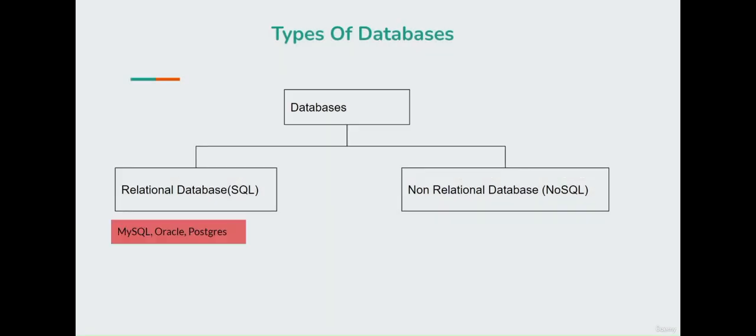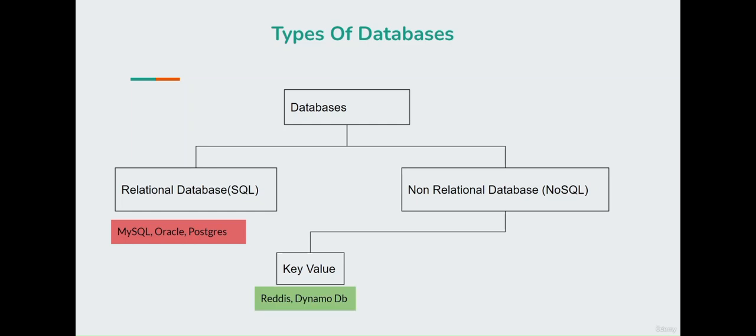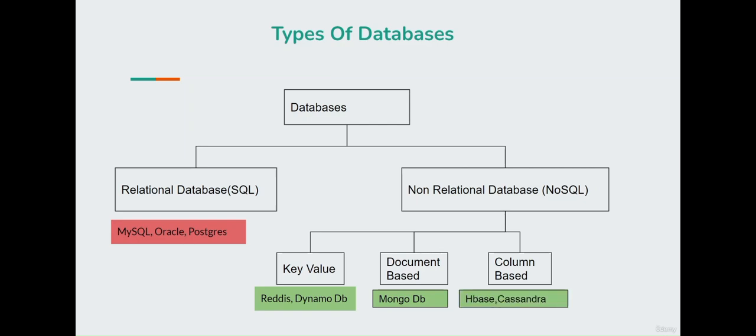So let's see the examples. For relational databases, these can be MySQL, Oracle Database, and Postgres. For non-relational databases, we can further have classifications: key-value pair databases, with examples such as Redis and DynamoDB. We can have document-based databases, and MongoDB is an example of that. Then we can have column-based databases, and HBase and Cassandra fit into that category. We have also graph-based databases, which have Neo4j and Cosmos as examples.